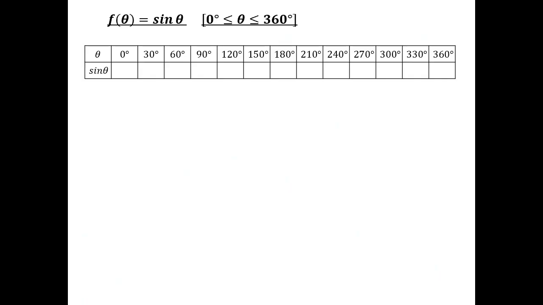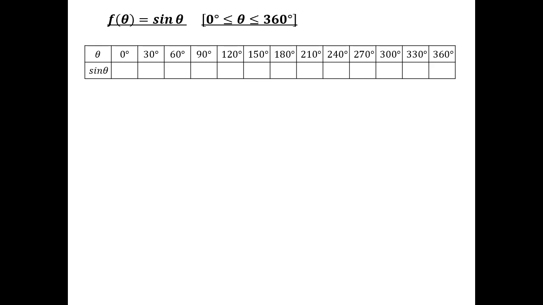Let's take a look at the following investigation. What we'll do is plot a sine graph. We have to plot the following function: f of theta is equal to the sine of theta, where theta takes on values between 0 degrees and 360 degrees. We'll use our calculators to complete this table, and then we'll use this table to plot the values of theta on the x-axis and sine of theta on the y-axis. Remember to round your answers to 2 decimal places.